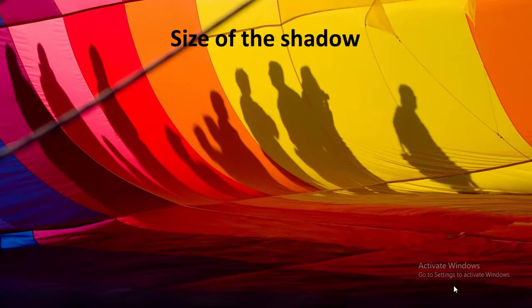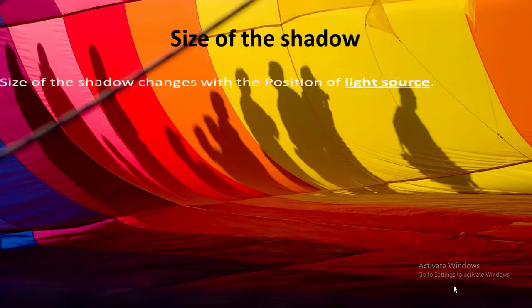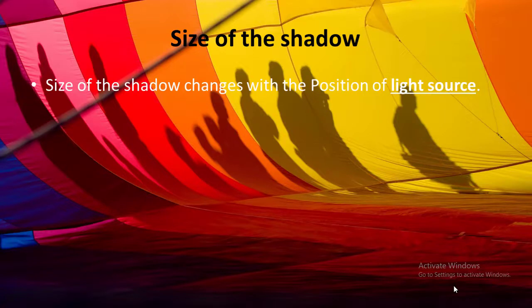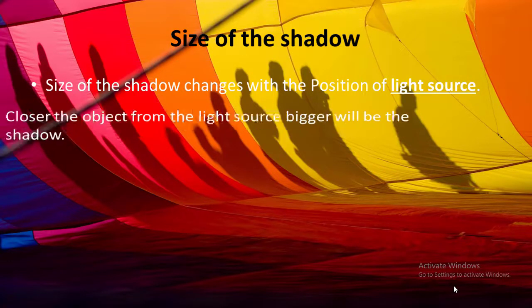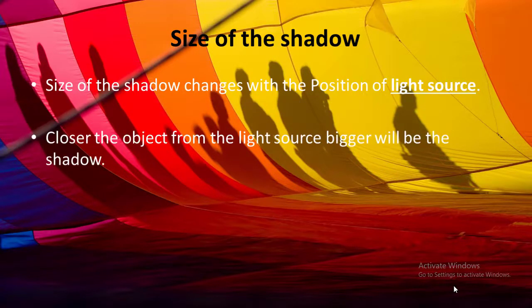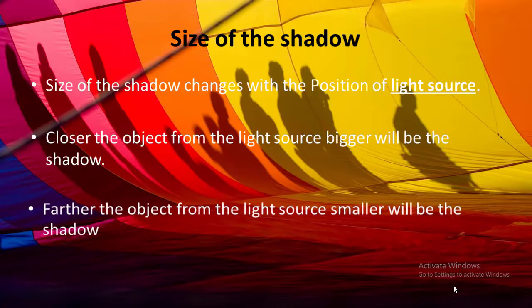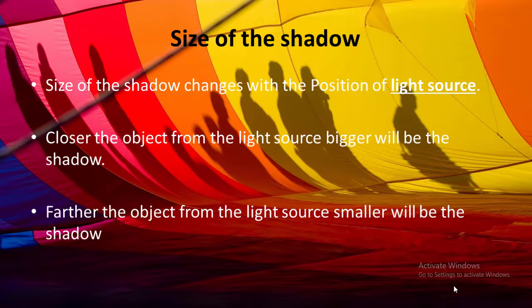Now, let's find out how the size of shadow can be changed. So, size of shadow changes with the position of the light source. Yes, it changes with the position of the light source. Closer the object to the light source, bigger will be the shadow. And farther the object from the light source, smaller will be the shadow.